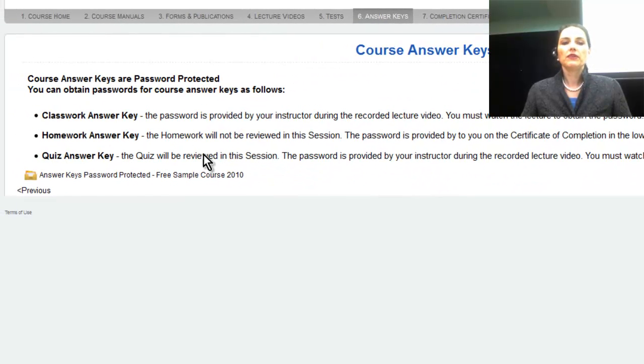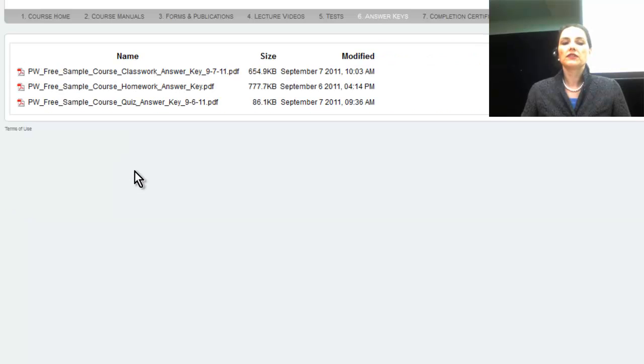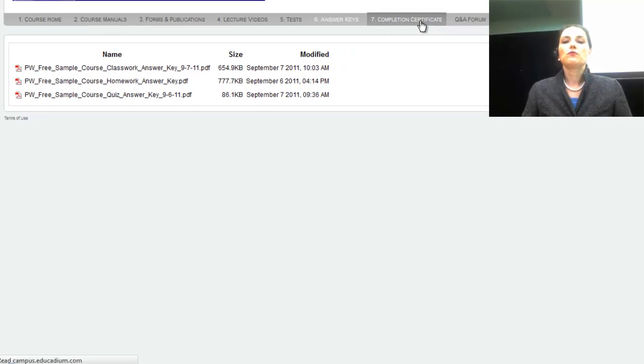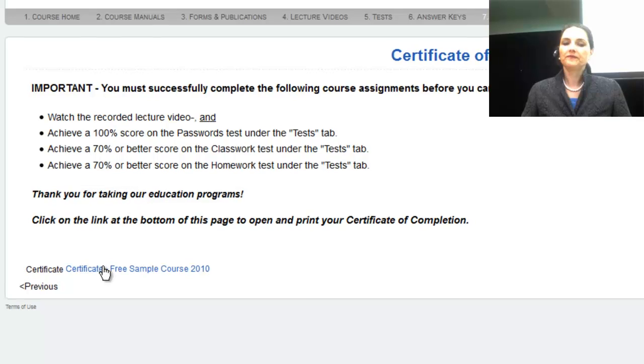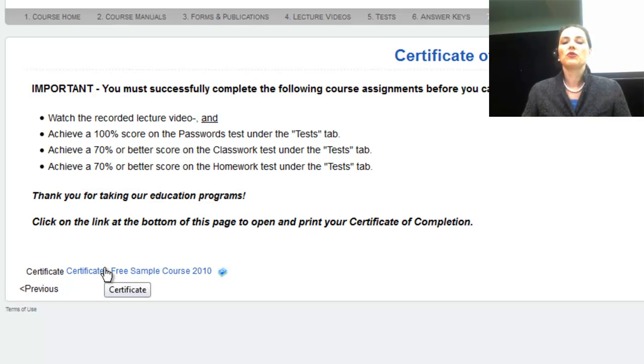Underneath the Answer Keys tab are answer keys for today's work assignments. There are answer keys for classwork, homework, and quiz. During today's class, I will be giving you passwords that unlock the classwork assignment, and I will be giving you passwords that unlock the quiz answer key. However, the homework answer key, I will not give you the password for that. It's your job to finish this course independently, and once you have finished the course independently, you will be able to print a certificate of completion. The certificate of completion will have that final password printed on it, and you can then use that password to unlock the homework answer key.